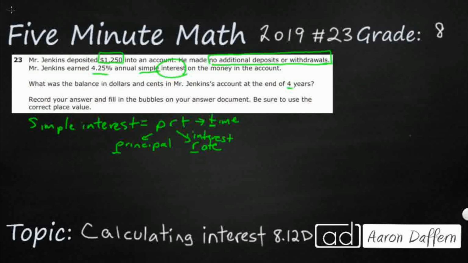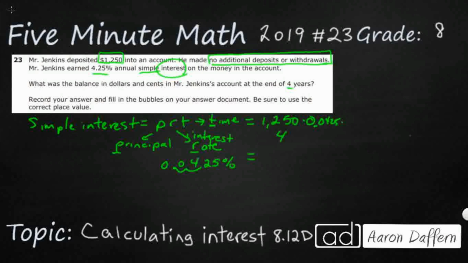All right, so let's plug that in. We're going to get principal, $1250. We're going to multiply that by our interest rate, which is 4.25%, but we're not going to multiply by percents. We need to multiply by decimal. So let's take our percent, move the decimal over once, twice. What we need to do is shift that into a decimal, 0.0425. And then we're going to multiply that by time, 4.